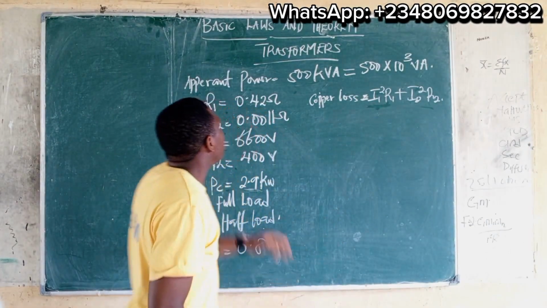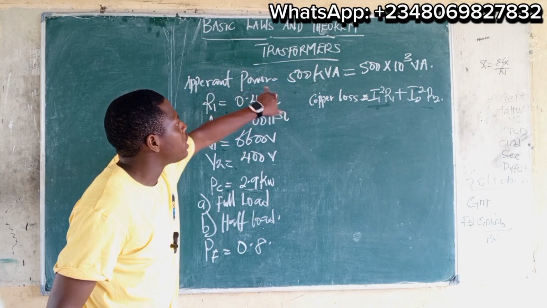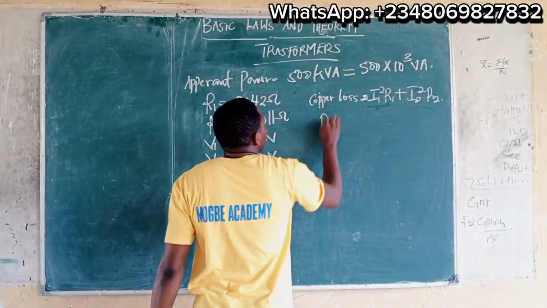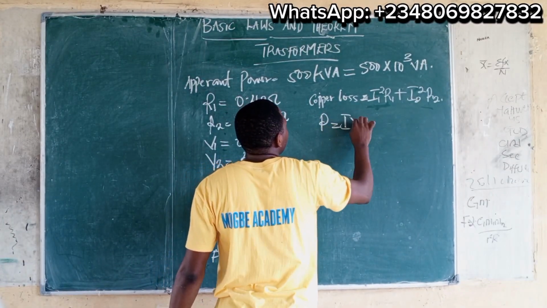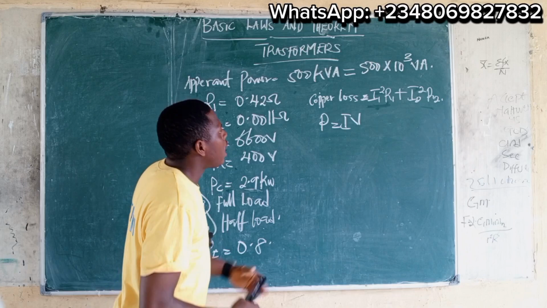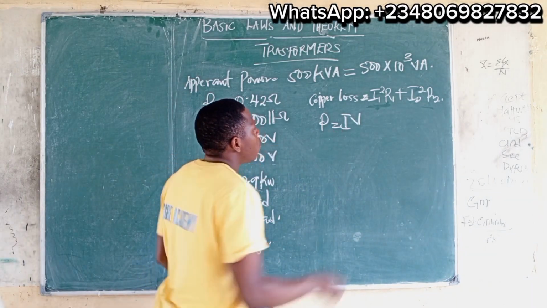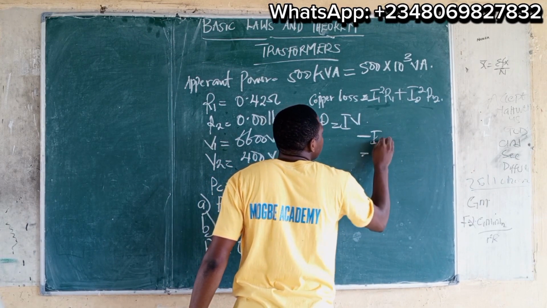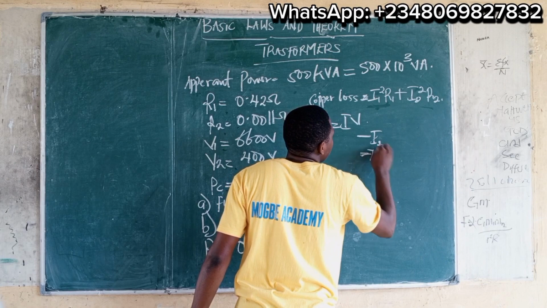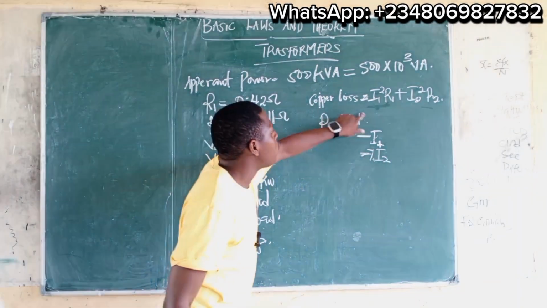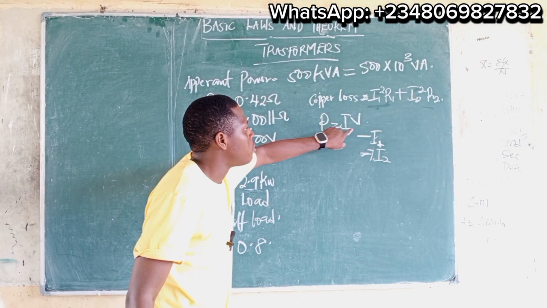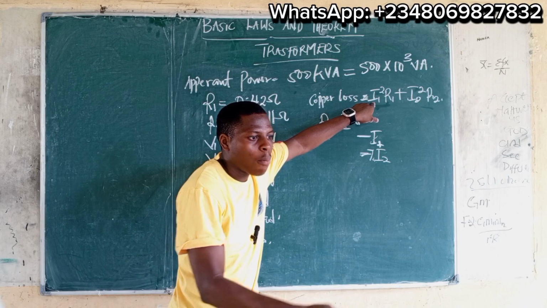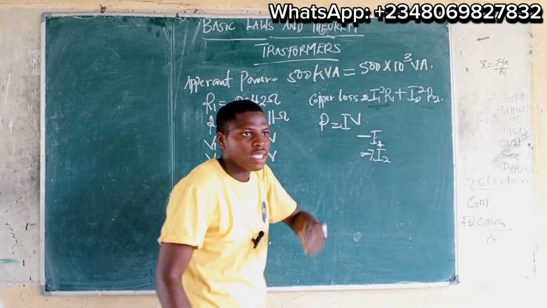So how do we get the current here? Look at your equation and your parameters given. You were given power, but we know from elementary physics that power is equal to current times voltage. So we use this formula to get I1, the current for the primary copper loss, and I2, the current for the secondary copper loss.